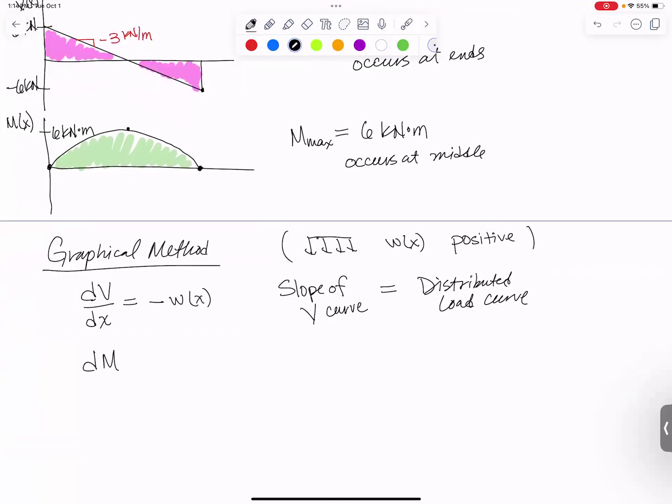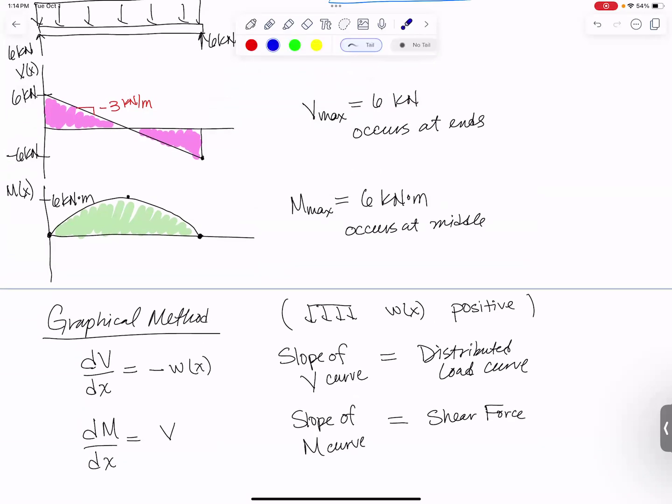We also have a relationship between our moment curve. The slope of our moment is equal to V. What that's saying is that the slope of the M curve is equal to the magnitude of the shear force at that point in time. So when our shear force was big and positive 6, this had a big positive 6 slope. When our shear force went to a zero magnitude, this had a 0 slope. And when our shear force went to minus 6, this had a downhill steep negative 6.